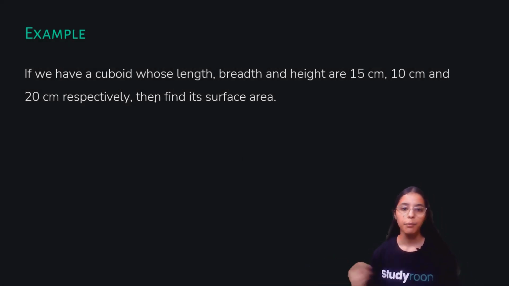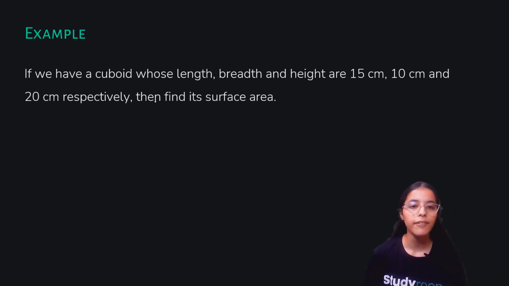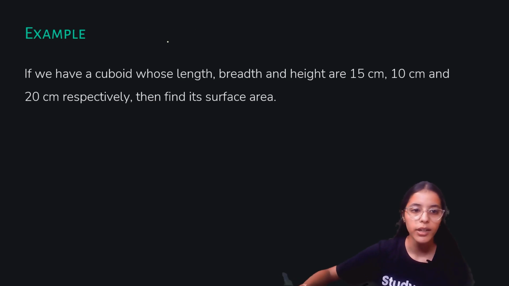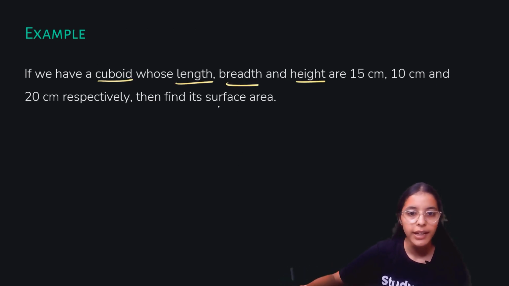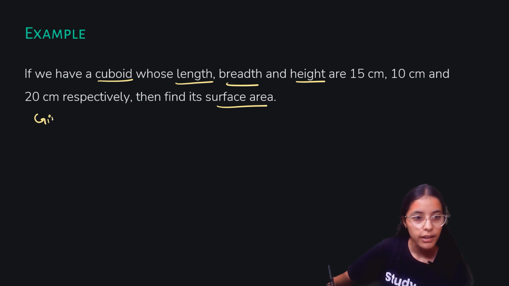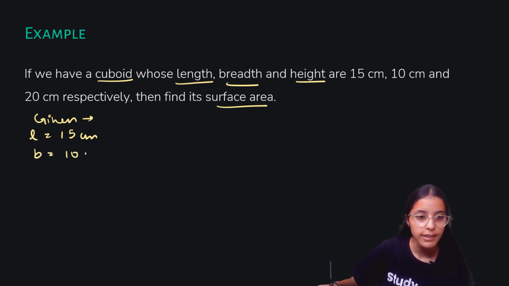Now let us do an example so that we can understand how to use the previous formula. We have a cuboid whose length, breadth and height are given. We have to find its surface area. We simply know the formula. First we'll write what is given: length is 15 centimeter, breadth is 10 centimeter, height is 20 centimeters.